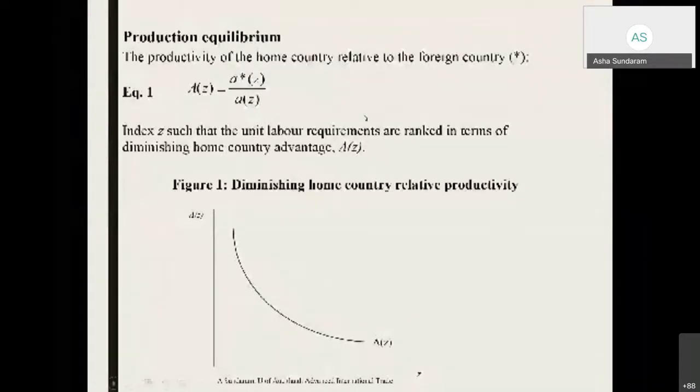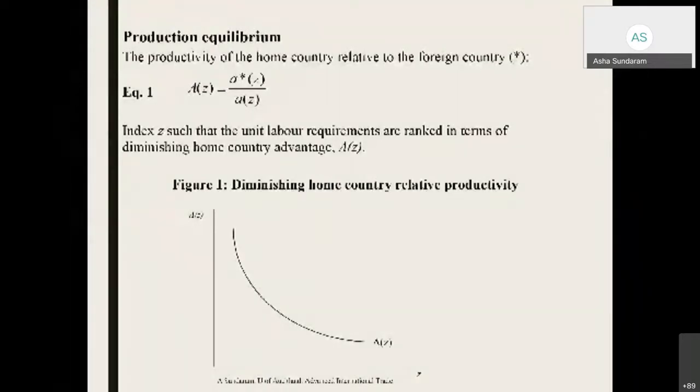So let's talk about the production equilibrium, and then we'll bring the consumers in. The first thing we are going to do is look at relative productivities. As I said, in international trade, everything is relative. So I'm going to define capital A of Z as equal to A star of Z divided by A of Z. What is A star divided by A? Note that A is the inverse of labor productivity. Be very careful, I often tend to get confused with this. Because we've written this as A star over A, this is really home productivity relative to foreign productivity.